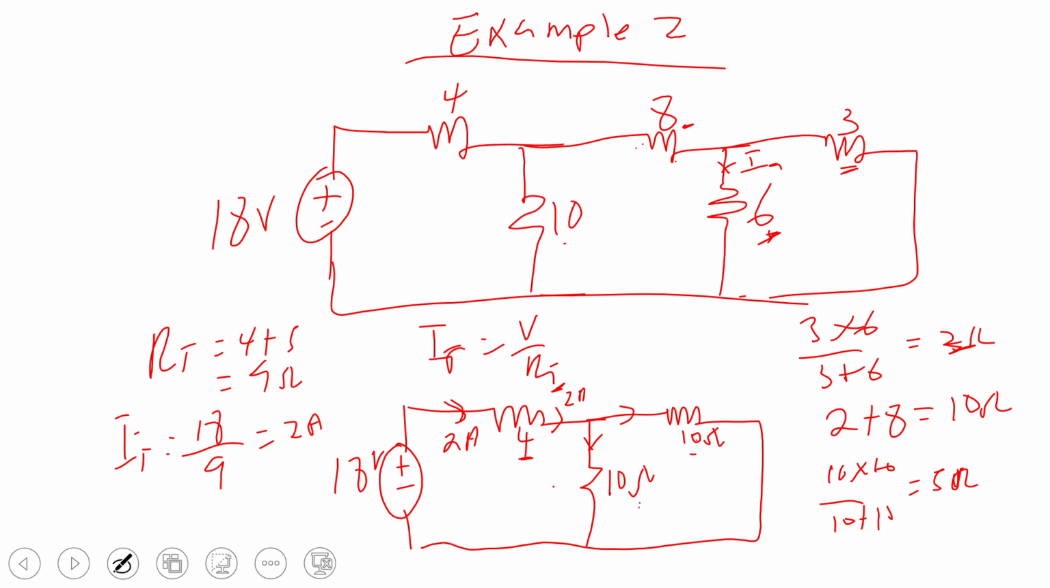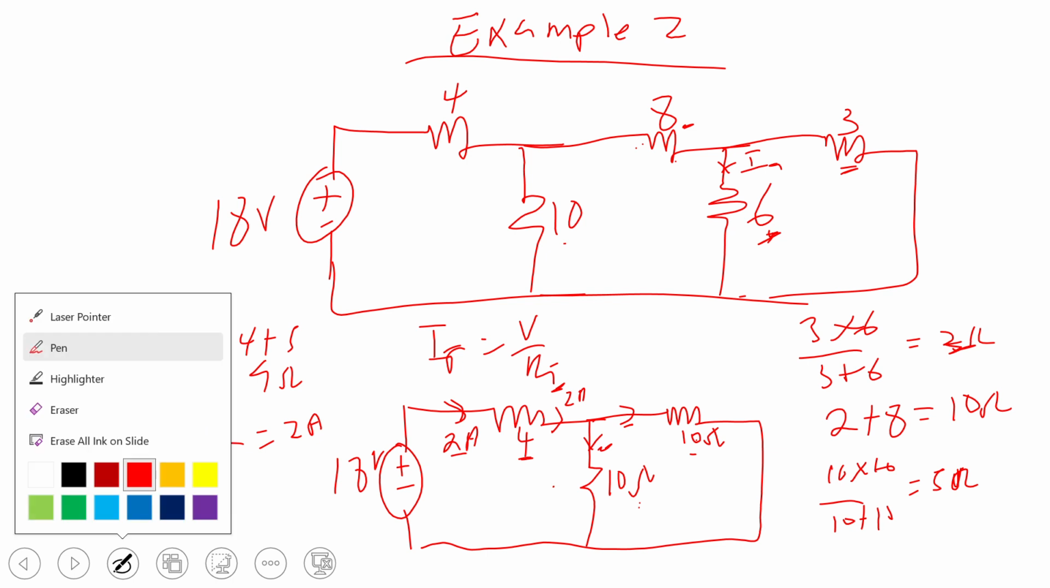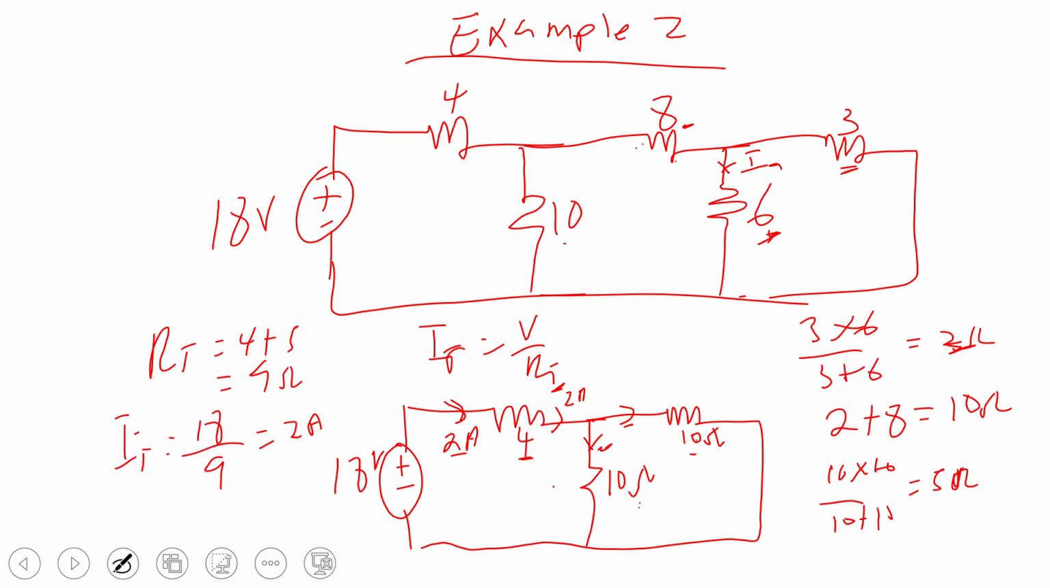One interesting thing is that this 2 amp, when it gets here, how much will come here and how much will come there? And that is when the current division rule becomes important. Let me use this. Now, this 2 amp has gotten here. How much will come here and how much will come here?